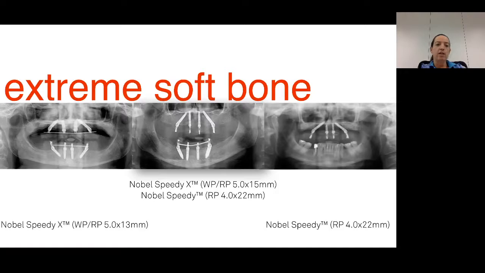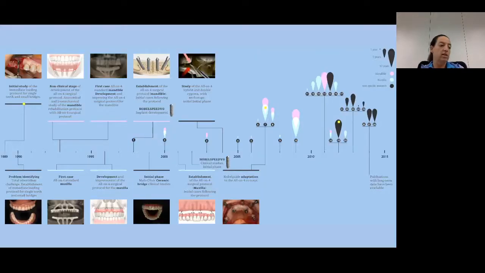As you can see, if I did not have these special implants, for example, of 22 millimeters, I would not be able to deliver immediate function to these patients. These are patients that have a lot of bone, but it's extremely soft bone. So in order to engage on the cortical of the bone and to come out in the area of the 6, I need very, very long implants. So this is basically what we have.